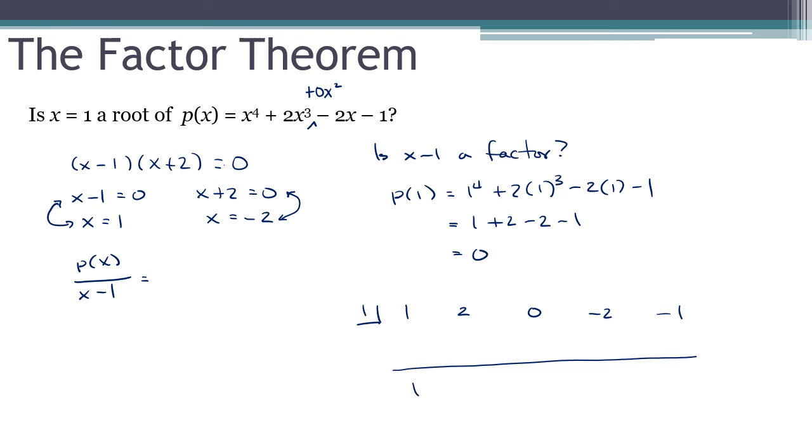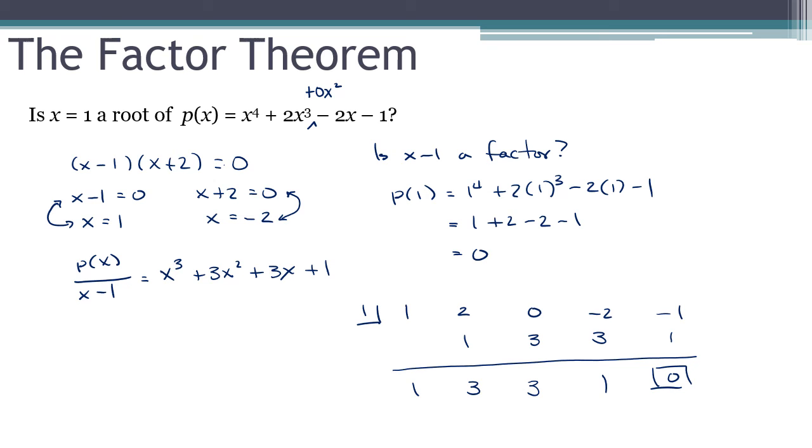Bring down the 1. 1 times 1 is 1. And add down. 2 plus 1 is 3. 3 times 1 is 3. 0 plus 3. 1 times 3. Add these together. Minus 2 plus 3 is 1. And it came out just like we expected it to. 1 times 1 is 1. The remainder here is 0. And yeah, this was actually a nice confirmation that x minus 1 does in fact divide this evenly. And when it does, what we get back is x to the 3rd plus 3x squared plus 3x plus 1.